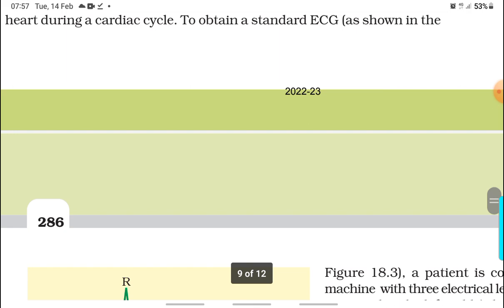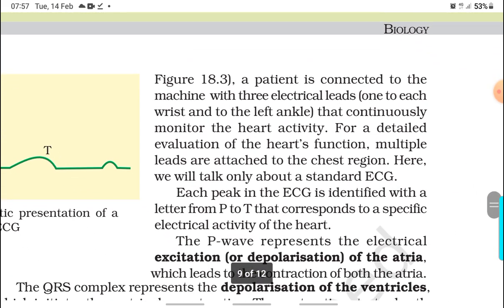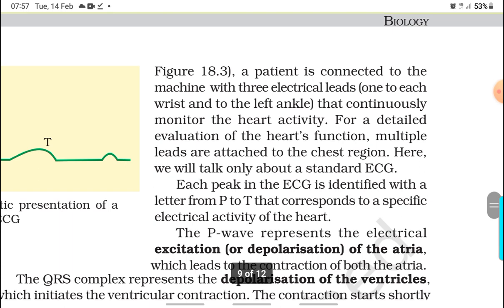To obtain a standard ECG, as shown in the figure, a patient is connected to a machine with 3 electrical leads, one on each wrist and to the left ankle, that continuously monitors the heart activity. For a detailed evaluation of the heart's function, multiple leads are attached to the chest region. Here we will talk about only a standard ECG.